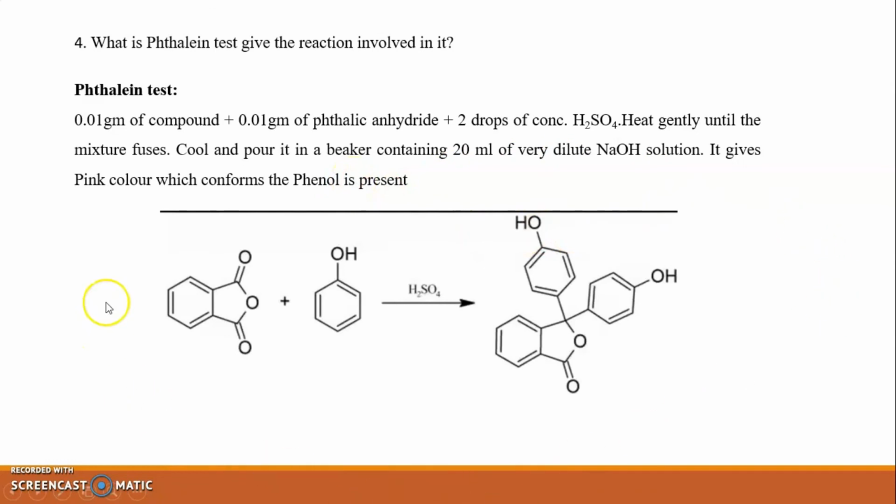This is the reaction involved. Phthalic anhydride is reacted with phenol in the presence of H2SO4. It gives a product having a pink color, which confirms that phenol is present.